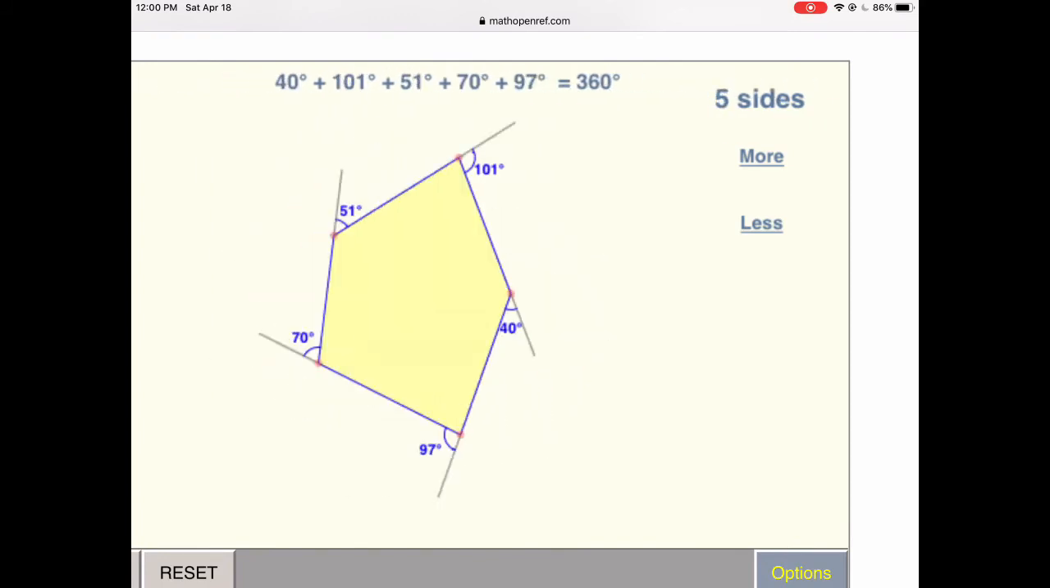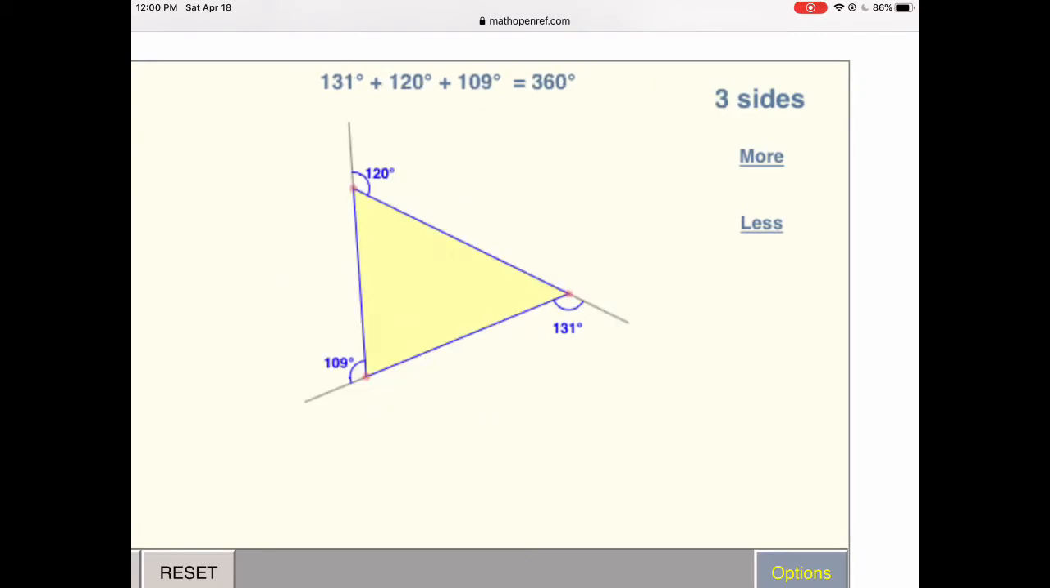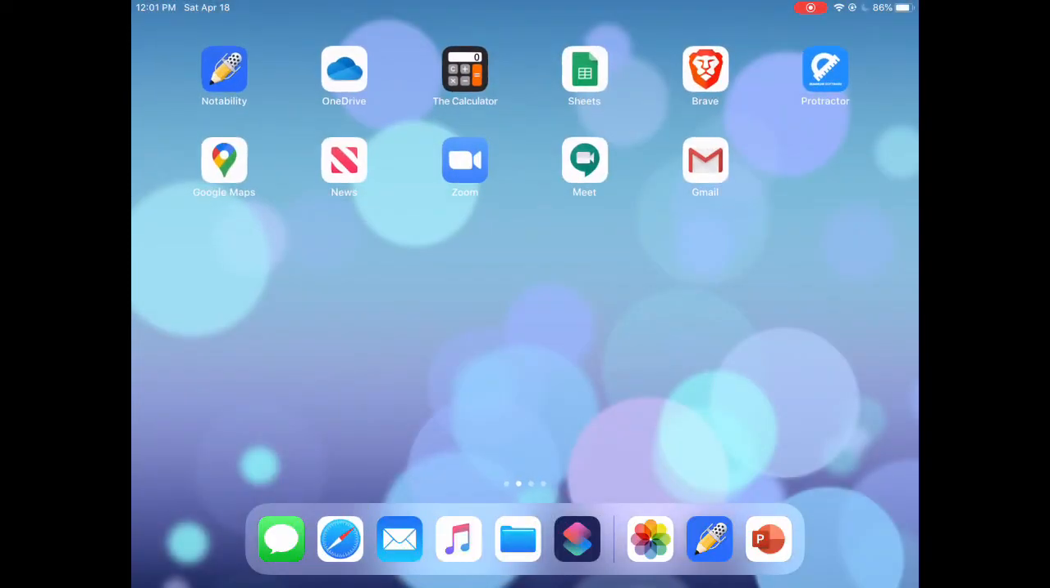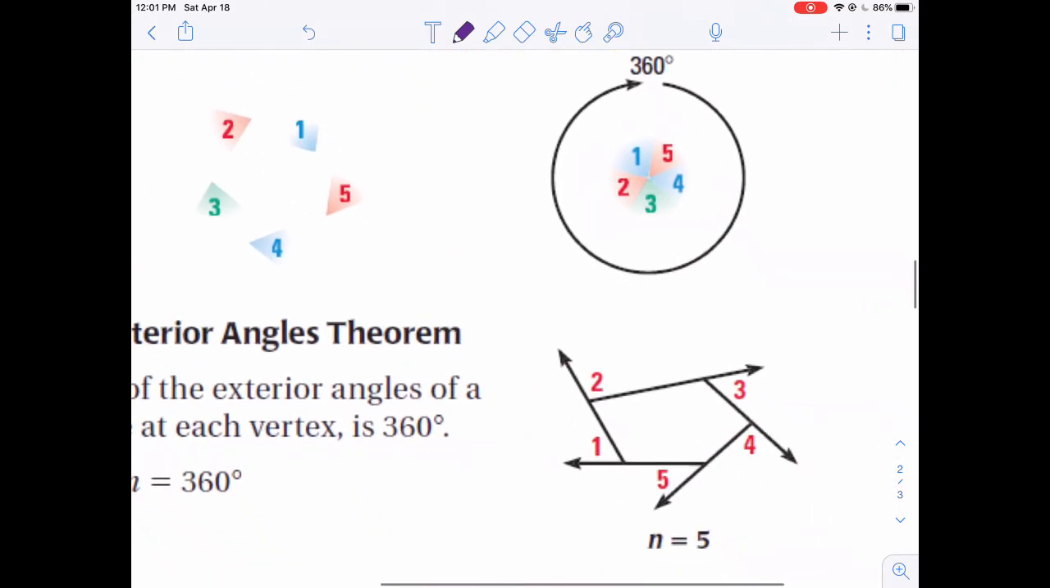Now let me go down even lower. Here's 5. Here's 4. Watch what happens at 3. There's 3. Still 360. So no matter how many sides or angles you have in your polygon, the exterior angles are always going to be 360. Easy number to remember, an easy number to work with. All right, so back to the problems. That shows it better than me trying to demonstrate it all here.